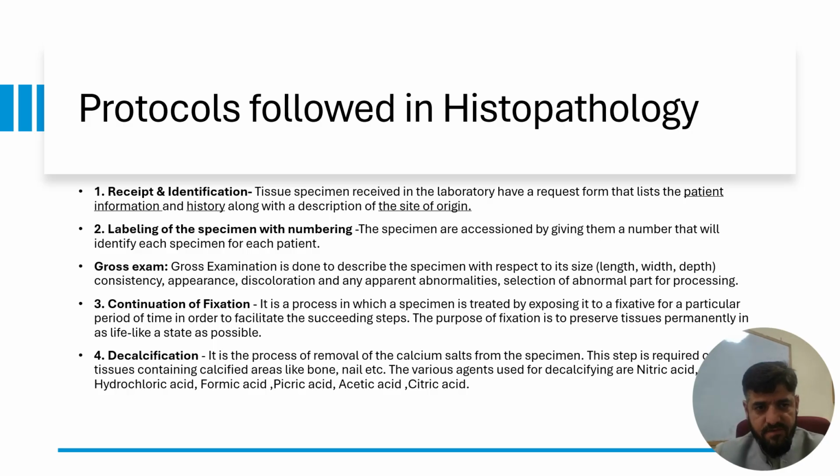so we will not miss the biopsy. After this process, we will examine the tissue macroscopically, which is known as the gross examination, in which we will measure the size, in length, width, and depth, and note consistency, appearance, discoloration, and any type of apparent abnormalities which are present in the tissue. So we note all of these in the gross examination.